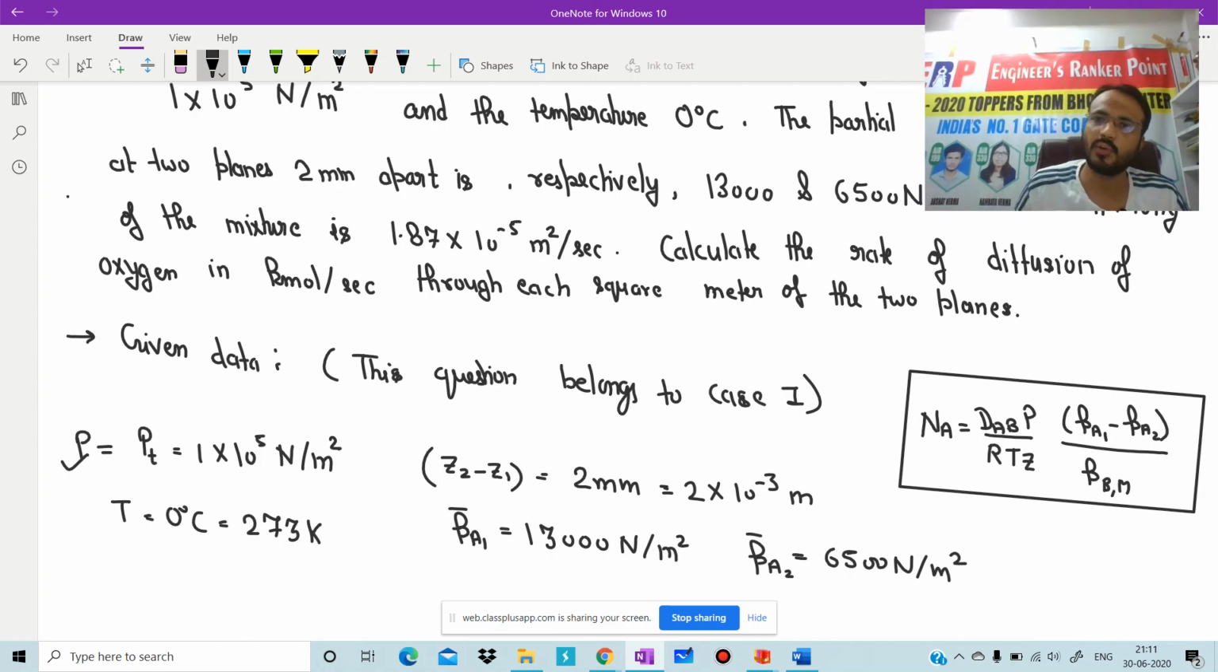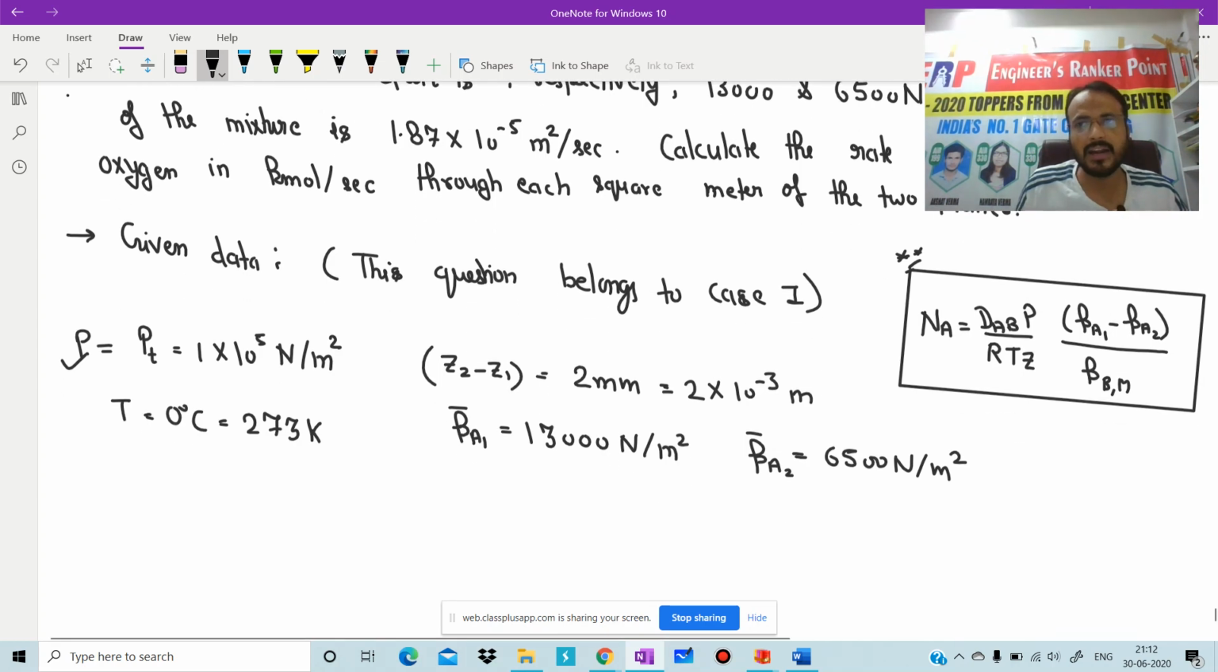NA is equal to, for this one in our previous class we derived this formula. NA is equal to, everyone should mug up this one. NA is equal to DAB P by RTZ times PA1 bar minus PA2 bar, divided by PBM bar. I have already mentioned that in my class PA1 bar or PA1, PA2 bar or PA2 both are same, both are partial pressure. PBM bar, paneer butter masala, that is. So we have this formula. Is it clear? Now we will apply this formula and we are going to solve.